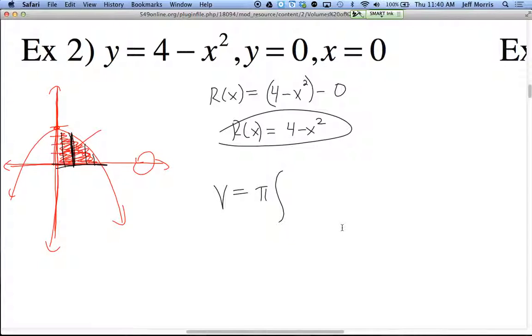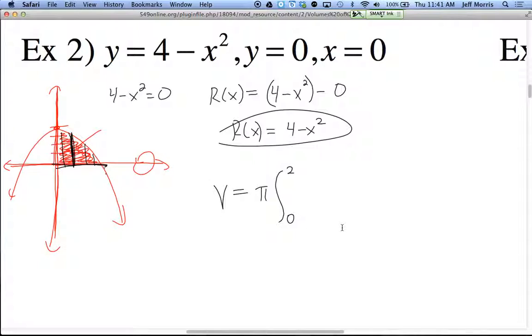Now, we have to figure out the limits of integration. How do you figure out the limits of integration? It definitely looks like 0, but how do you know what this is? You have to set the parabola equal to 0, to see where it crosses the x-axis. Now, I think most of you can do that in your head. What is it going to be? It's plus or minus 2, but we're doing the right side, so it's going to be the 2. So it's from 0 to 2.